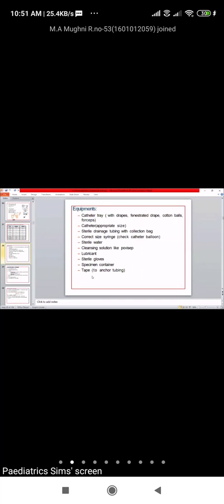So I don't have much time; I cannot go into details. Coming to the equipment, you have the catheter tray with the drapes, fenestrated drape, cotton balls, forceps. Catheter of the appropriate size, sterile drainage tubing with collection bag, correct size syringe, check the catheter balloon, sterile water, cleansing solution like Povisep, lubricant, sterile gloves, specimen container, and tape to anchor the tubing.